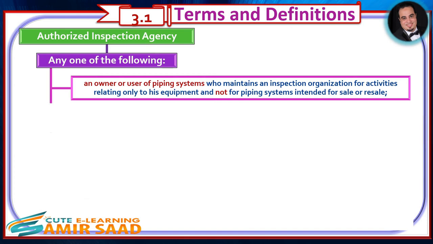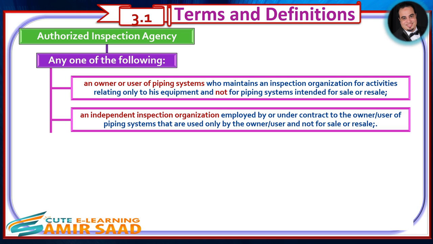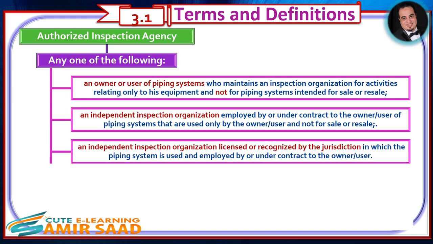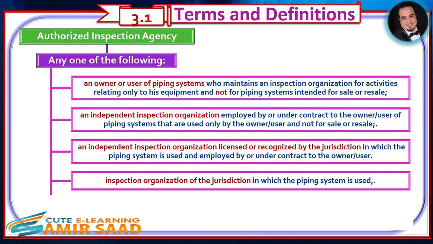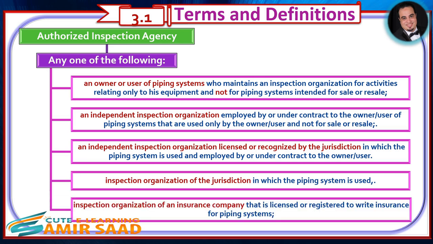Authorized inspection agency, defined as any of the following: an owner or user of piping systems who maintains an inspection organization for activities relating only to his equipment and not for piping systems intended for sale or resale; an independent inspection organization employed by or under contract to the owner or user of piping systems that are used only by the owner or user and not for sale or resale; an independent inspection organization licensed or recognized by the jurisdiction in which the piping system is used and employed by or under contract to the owner or user; an inspection organization of the jurisdiction in which the piping system is used; or an inspection organization of an insurance company that is licensed or registered to write insurance for piping systems.